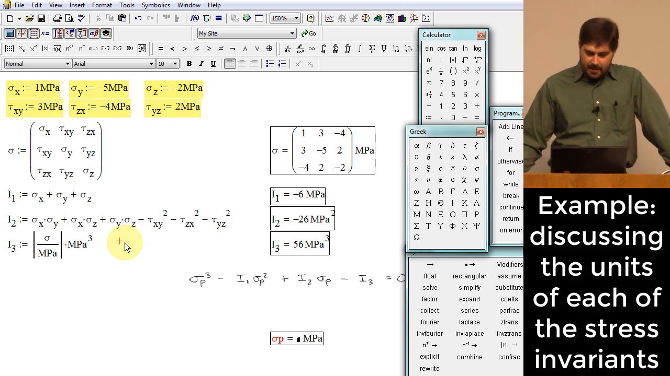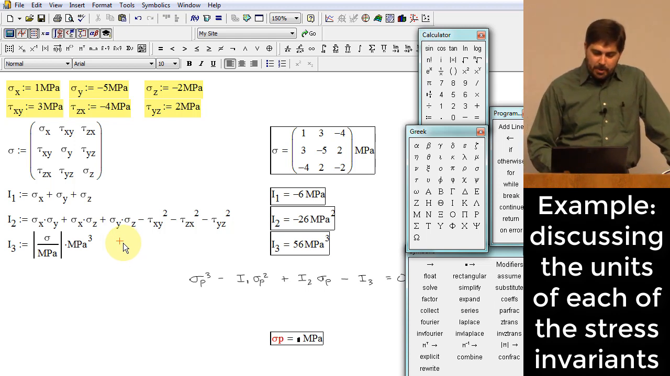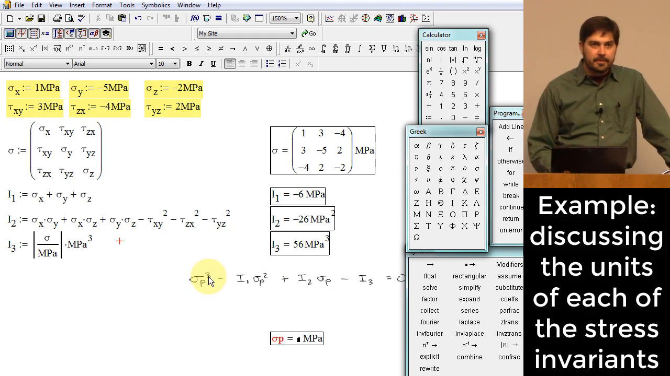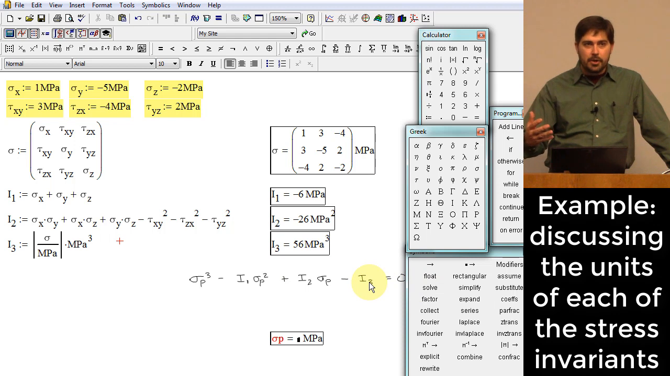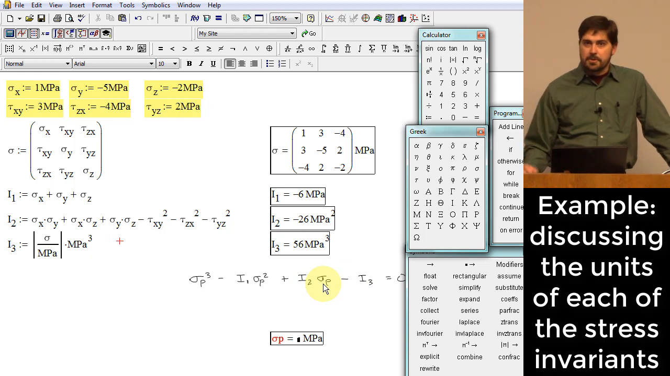All right? Which makes sense if you look at this expression, right? All of the terms in my cubic equation that I want to solve, the very first one out there has a principal stress to the third power. So I'd better have MPa cubed come out of each of the terms in this, or else I'm not going to be able to add them together, right? So for I3, it's all by itself over there, so it better be MPa cubed. I2 better be MPa squared, because then you're multiplying by stress, right? And so on and so forth.